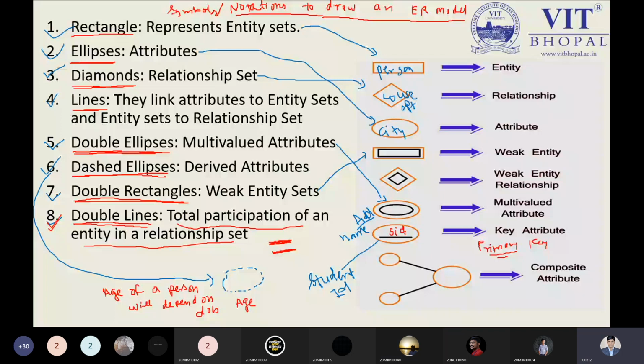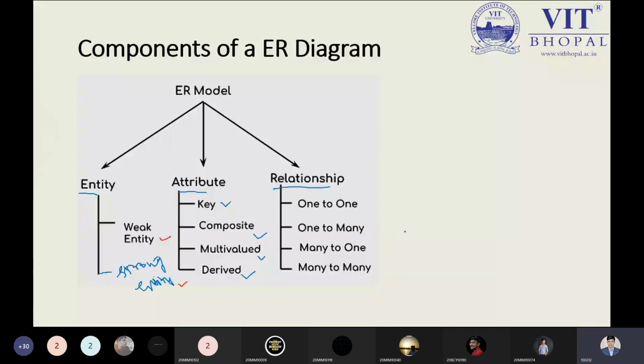So what are the components of an ER model? No need to discuss again, I have already explained, but I have drawn this image properly. Entity is our first component, the attribute is the second component, and the third one is the relationship. In an ER model, entity is represented by two parts: one is a weak entity and the other is a strong entity.